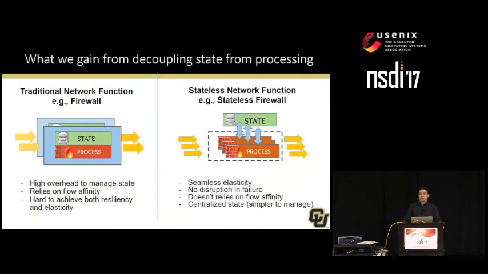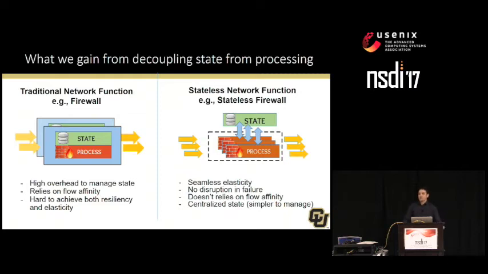As we showed in the problem with coupling the state and processing in traditional network functions, stateless network functions, on the other hand, can overcome all of these challenges. With stateless network functions, if a process fails, we can spin up a new one and retrieve the state from the data store. If we need to scale in and out, we can launch and terminate processes without having the need to manage state among them as it's centralized. This also gives us a unique feature that is not available in other solutions. By having a centralized state from all different network functions in the network, we have a system that is much simpler to manage and monitor.